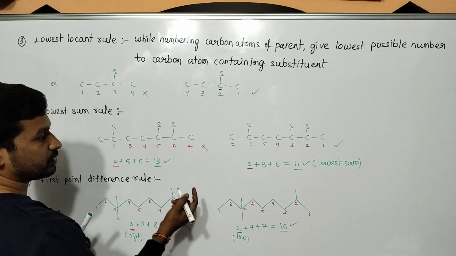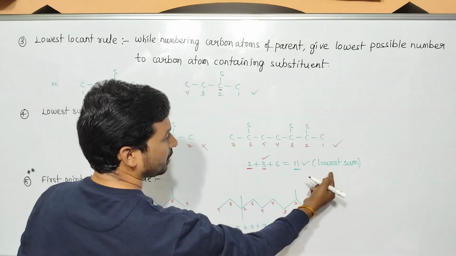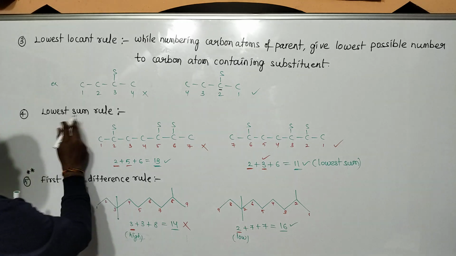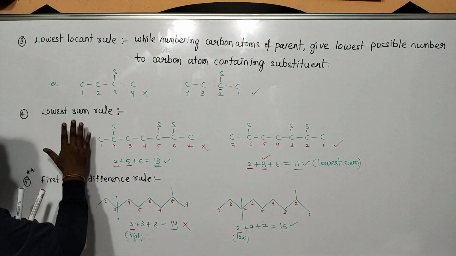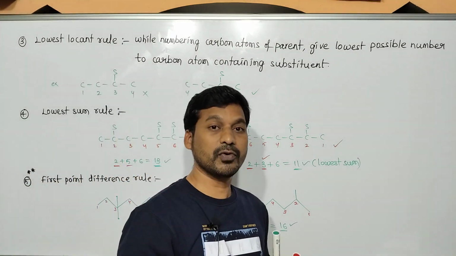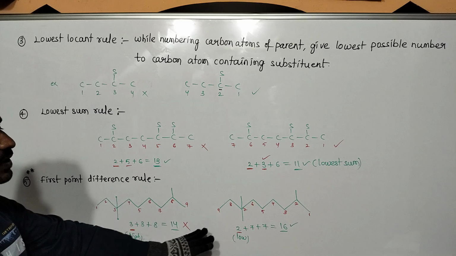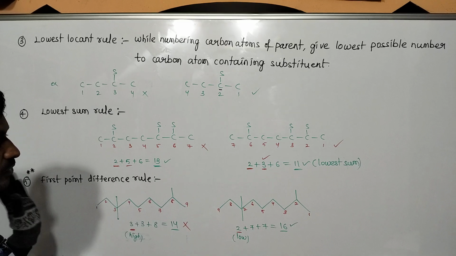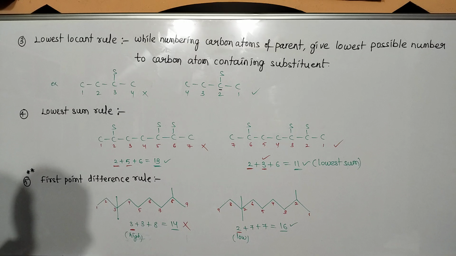Then go for the next point. Second point is 3, second point is 5. So this one will become correct. Yes, this is correct, this is wrong. That means the lowest sum rule is included in the first point of difference rule. That is why there is no significance for this, but we regularly see this term, lowest sum rule, which is included in first point difference, second point difference. In this way you can give priority and give numbering. Okay, this is the fifth rule. Take a screenshot.